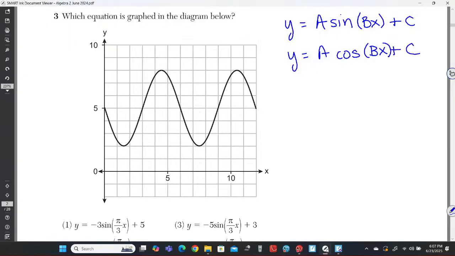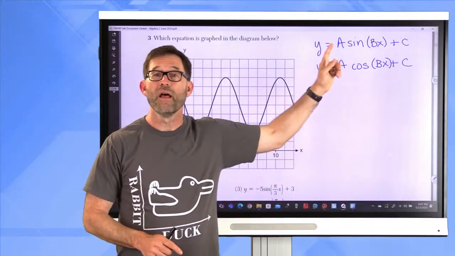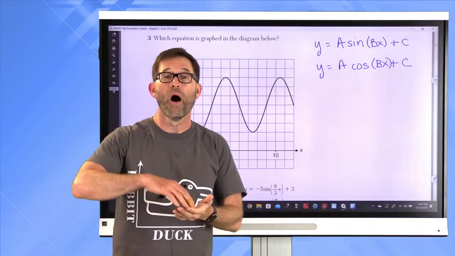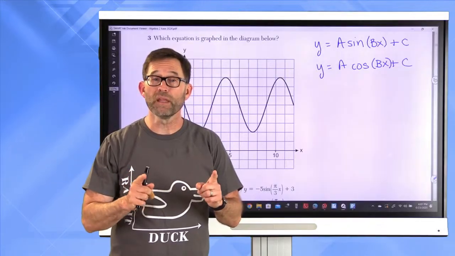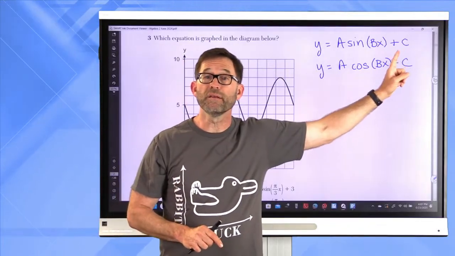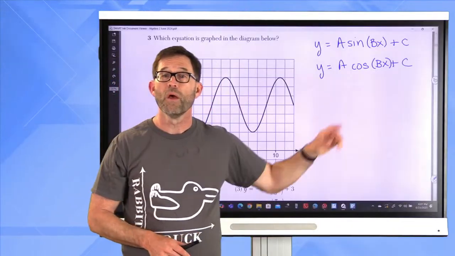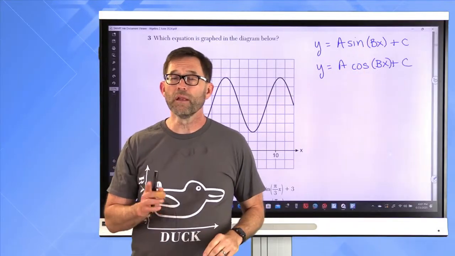Now, as a little bit of a reminder of some terminology, because this might be the only problem where I get to do this, the absolute value of a is known as the amplitude of the function. That's how high and low the wave goes above and below the midline. The midline is the c value, the vertical shift. It's also known as the average value. The b is what's known as the frequency, and we'll be dealing with that a little bit more in another problem.